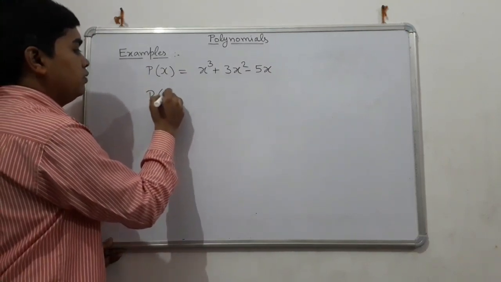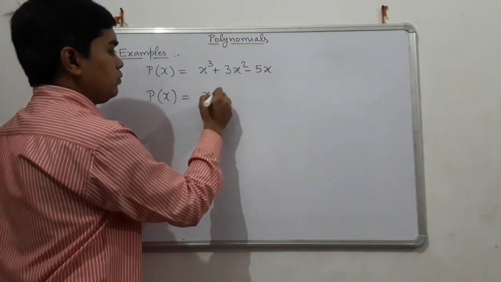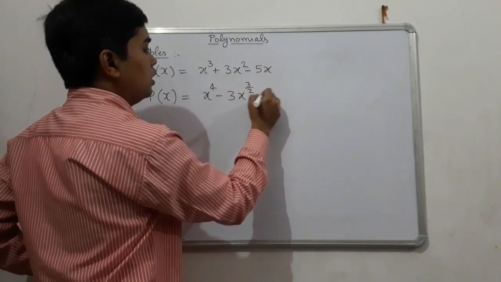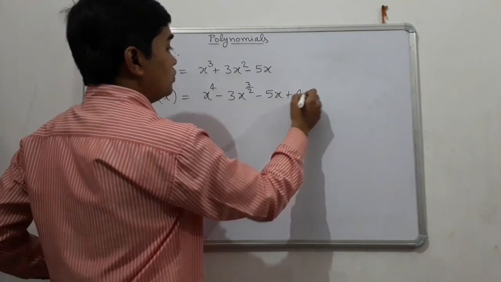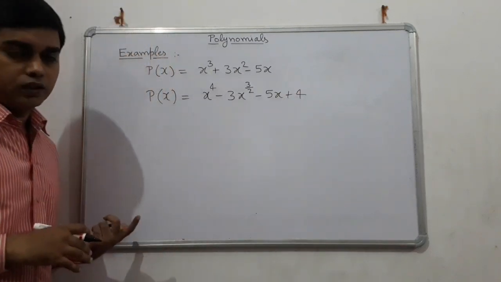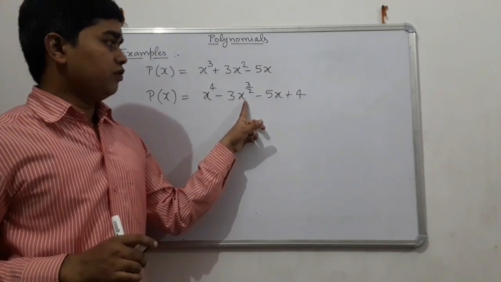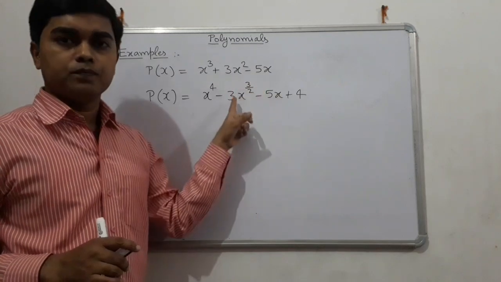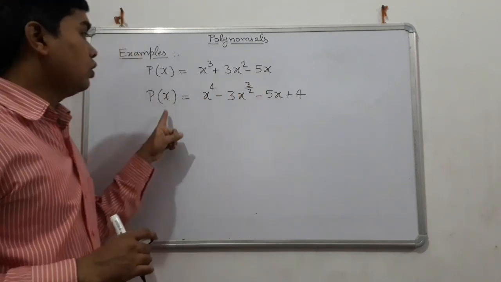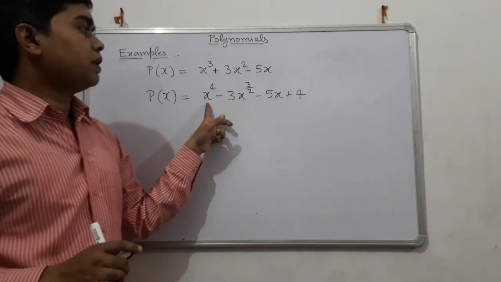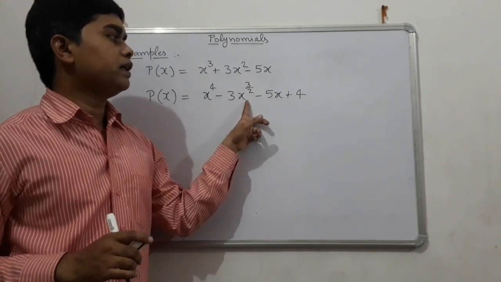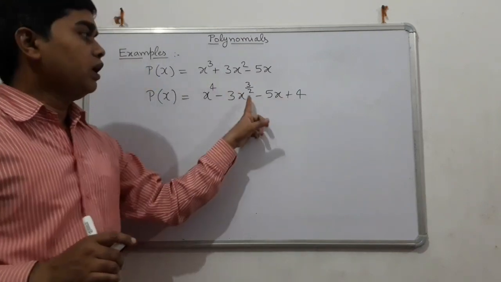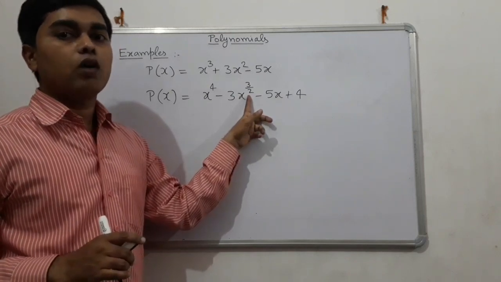Suppose I am writing p(x) is equal to x to the power 4 minus 3x to the power 3 upon 2 minus 5x plus 4. Now, is it polynomial or not? Children, see here power of this variable is not a whole number. This is fraction number. So this is not a whole number. So p(x) is equal to x to the power 4 minus 3x to the power 3 by 2 minus 5x plus 4 is not a polynomial. Why it is not the polynomial? Because power of this variable is not a whole number.